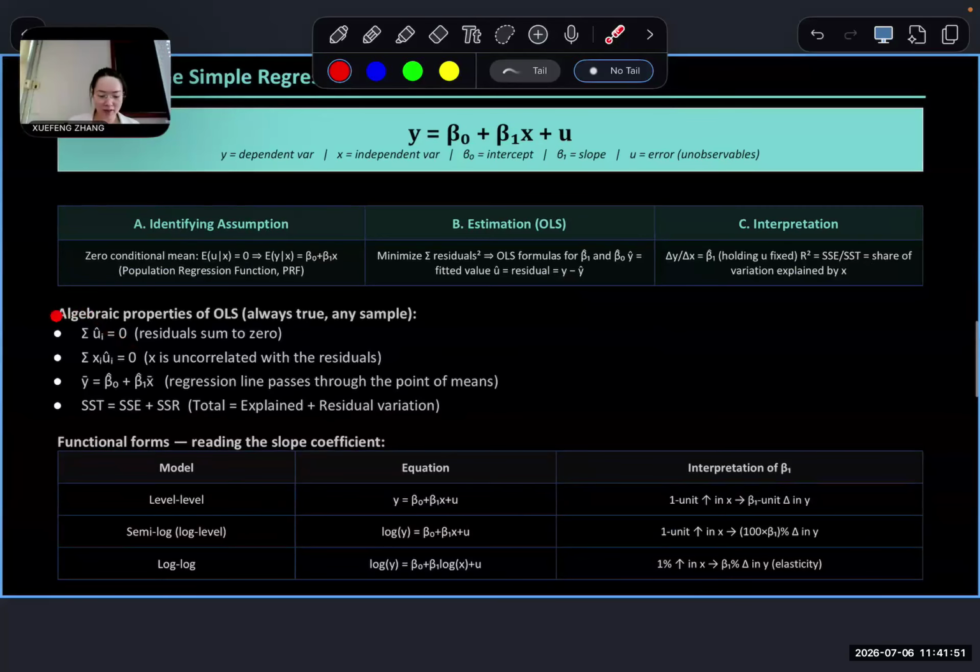Okay, we have the algebraic properties of OLS, right? These are properties, not assumptions. They are always true in any sample. The first one, residuals sum to 0. Second one, X is uncorrelated with the residuals, okay? They must be uncorrelated.